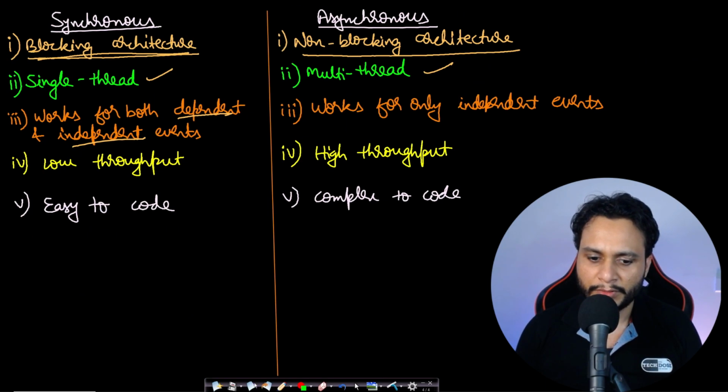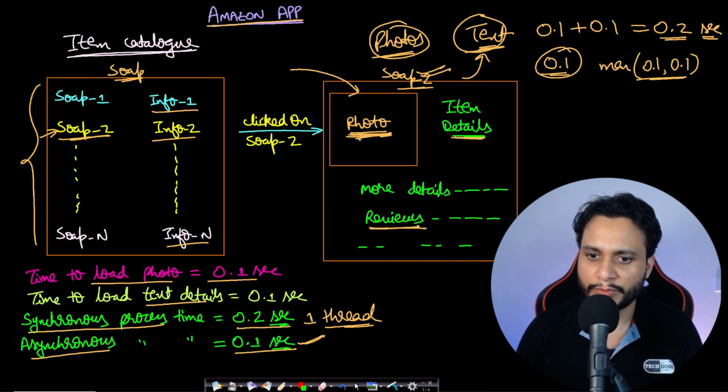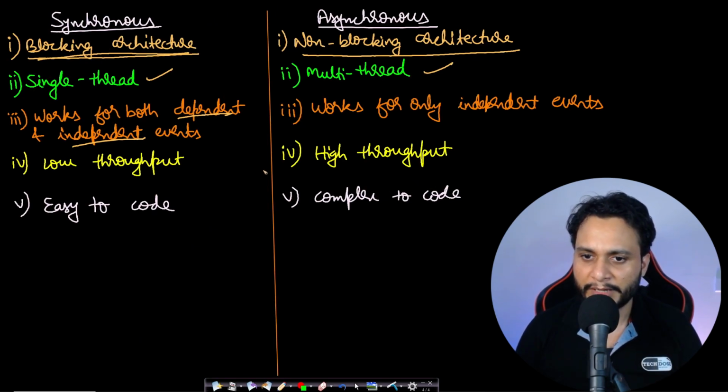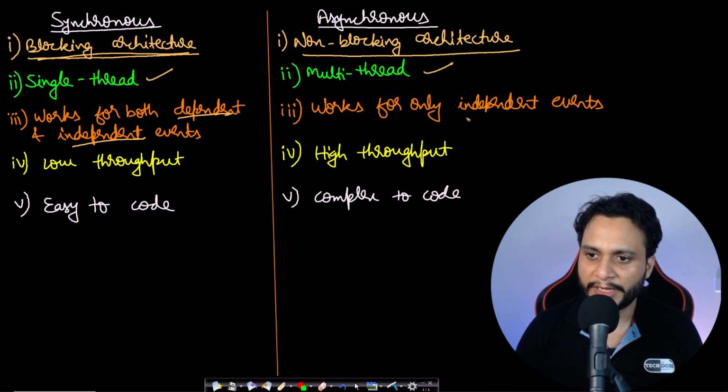Okay. Now, again, in the Amazon app example, you could have taken photos and items one by one, that is serially, but that will take you 0.2 second. Yeah, that is completely fine. So synchronous works, but then why wait for 0.2 second when you can get the job done early in 0.1 second? So asynchronous actually makes the entire operation faster by doing parallel operation. Okay, but asynchronous can only be applied for independent events. For dependent events you cannot apply it.